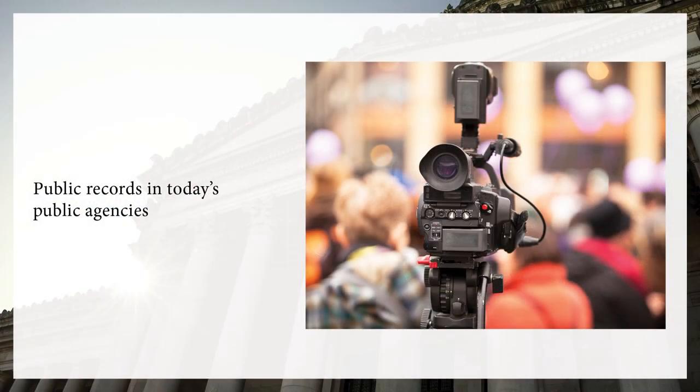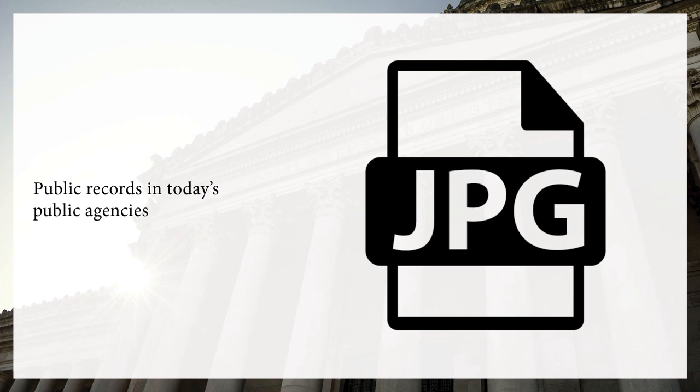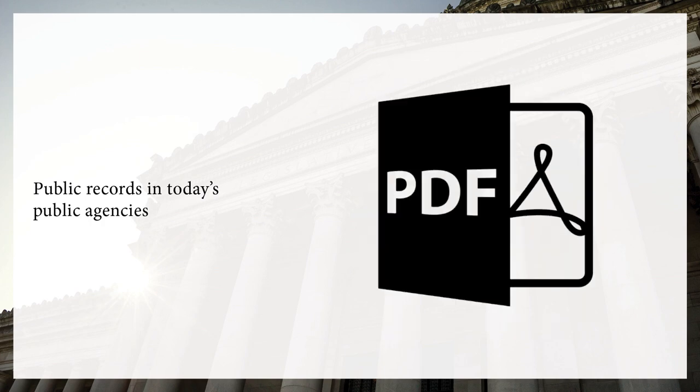So, let's apply this definition of public record to today's public agencies. Today, an agency has and uses both paper and electronic records. Today, a public record could be an email, text message, a video, a digital picture or image, a social media posting or website posting, electronic Word document or Excel spreadsheet, electronic PowerPoint, a database, or other electronic record.